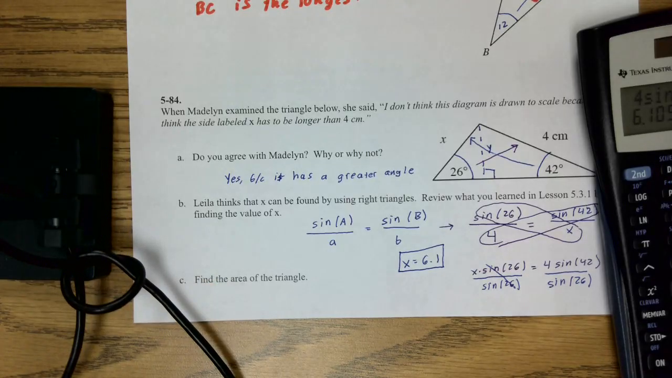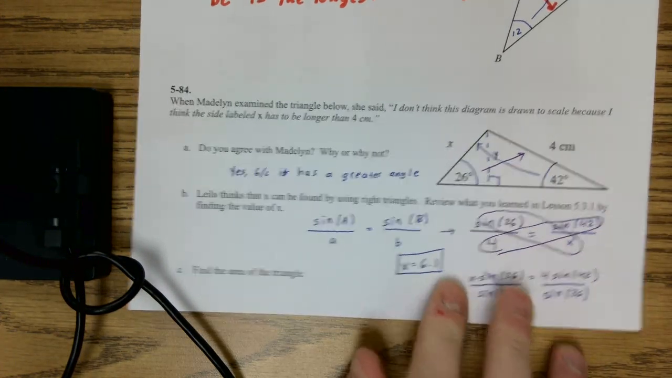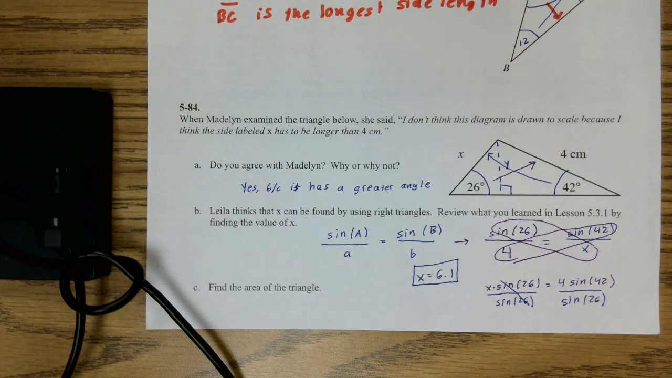Okay, so that's how we find the law of sines, which I think is kind of cool, because in this case, no longer do you need a right triangle to actually solve for this. You can actually now use that idea to solve for the value.